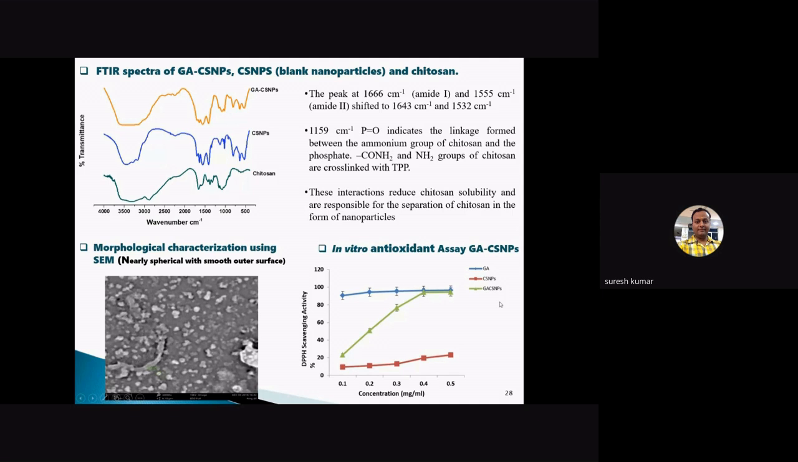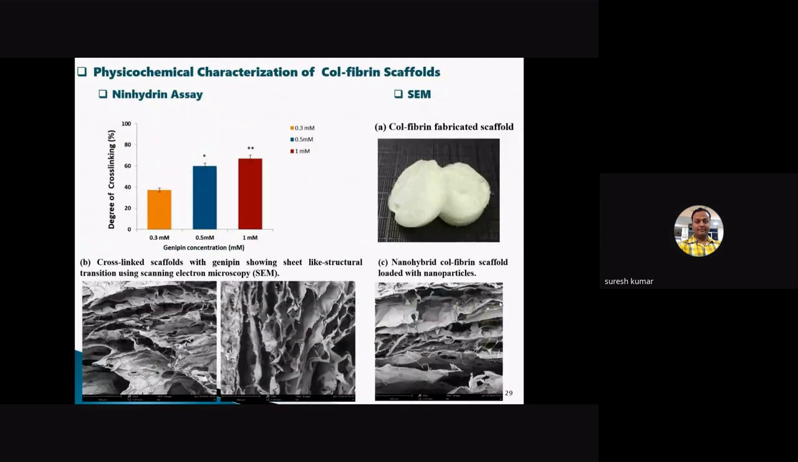incorporated chitosan nanoparticle. Next study, we use the ninhydrin assay. We use this ninhydrin assay for the physicochemical characterization because it is a simple biochemical assay used to determine the cross-linking efficiency, where we use genipin. This is a plant-based compound that is commercially available and used as a natural cross-linker, as compared with any chemical cross-linker showing some cytotoxicity. So we use genipin, a natural-based cross-linker, to cross-link collagen as well as fibrin.